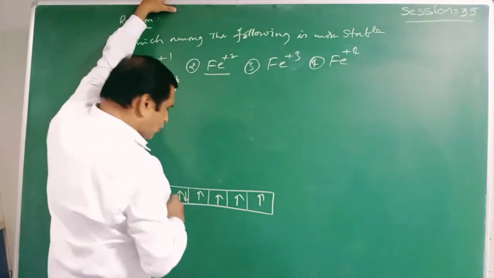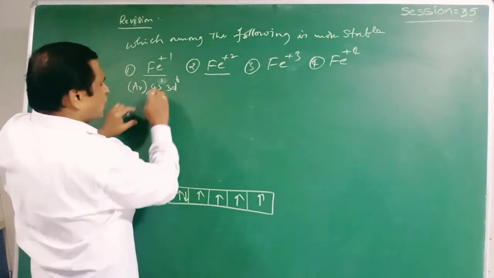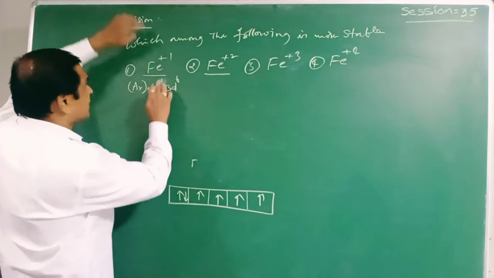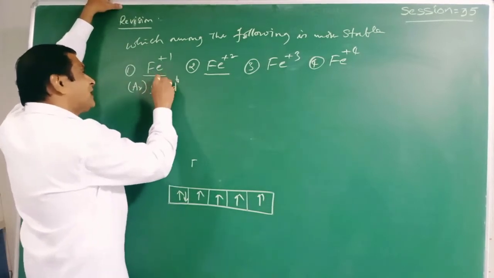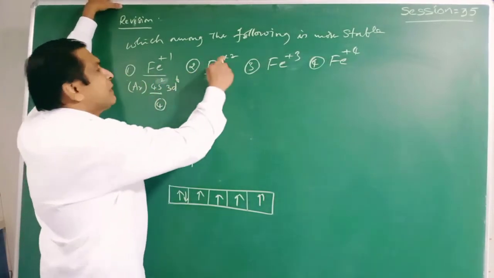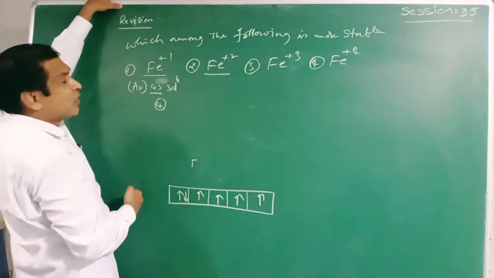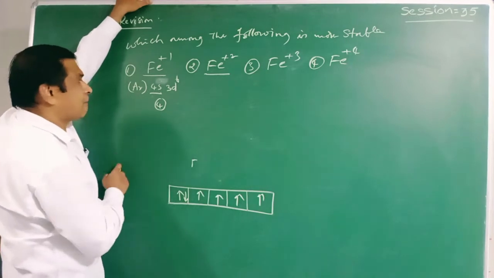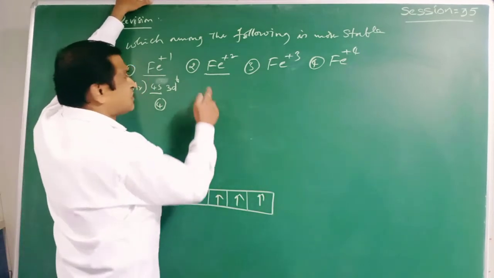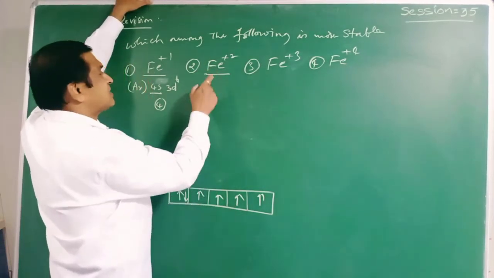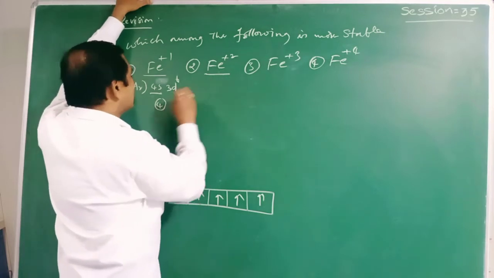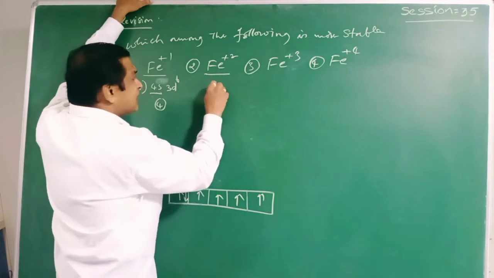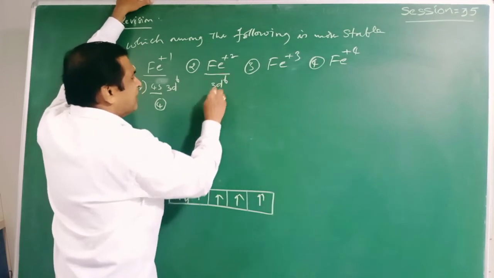Then coming to Fe+2. Iron atomic number is 26. The normal configuration of iron is 4s2 3d6. Plus 2 means it has lost the 4s electrons, so the configuration is 3d6. This 3d6 has 4 unpaired electrons.